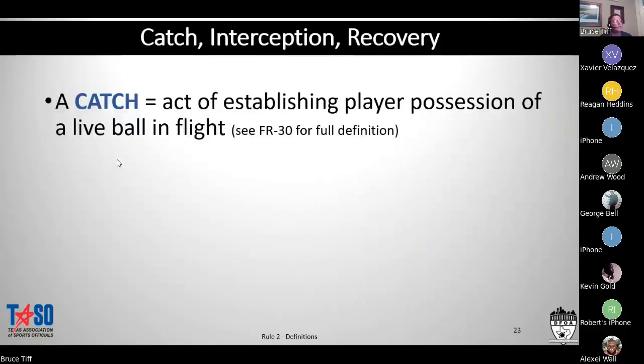All right, any questions on that? I went through those pretty quickly, but those are important to understand. Team possession and player possession.